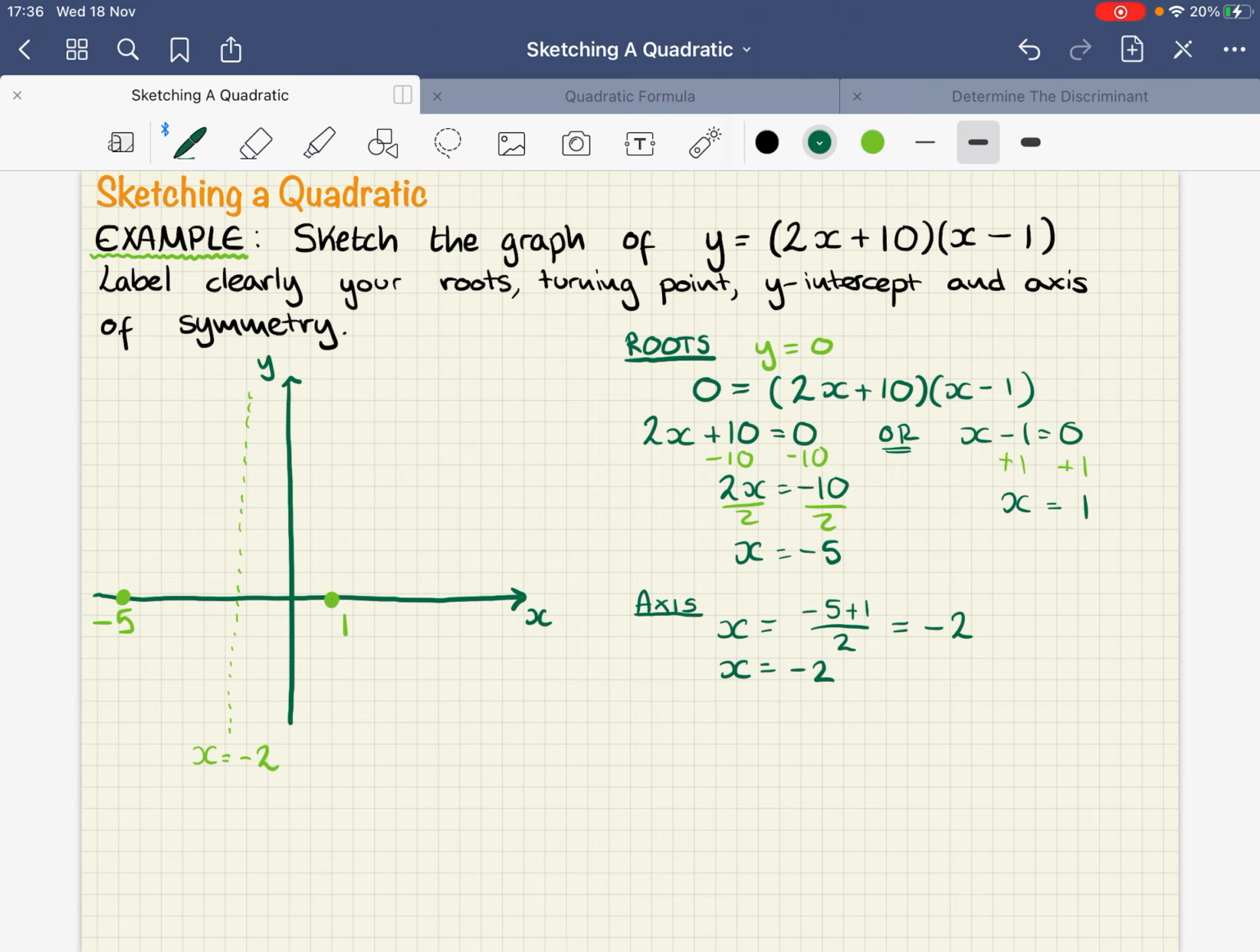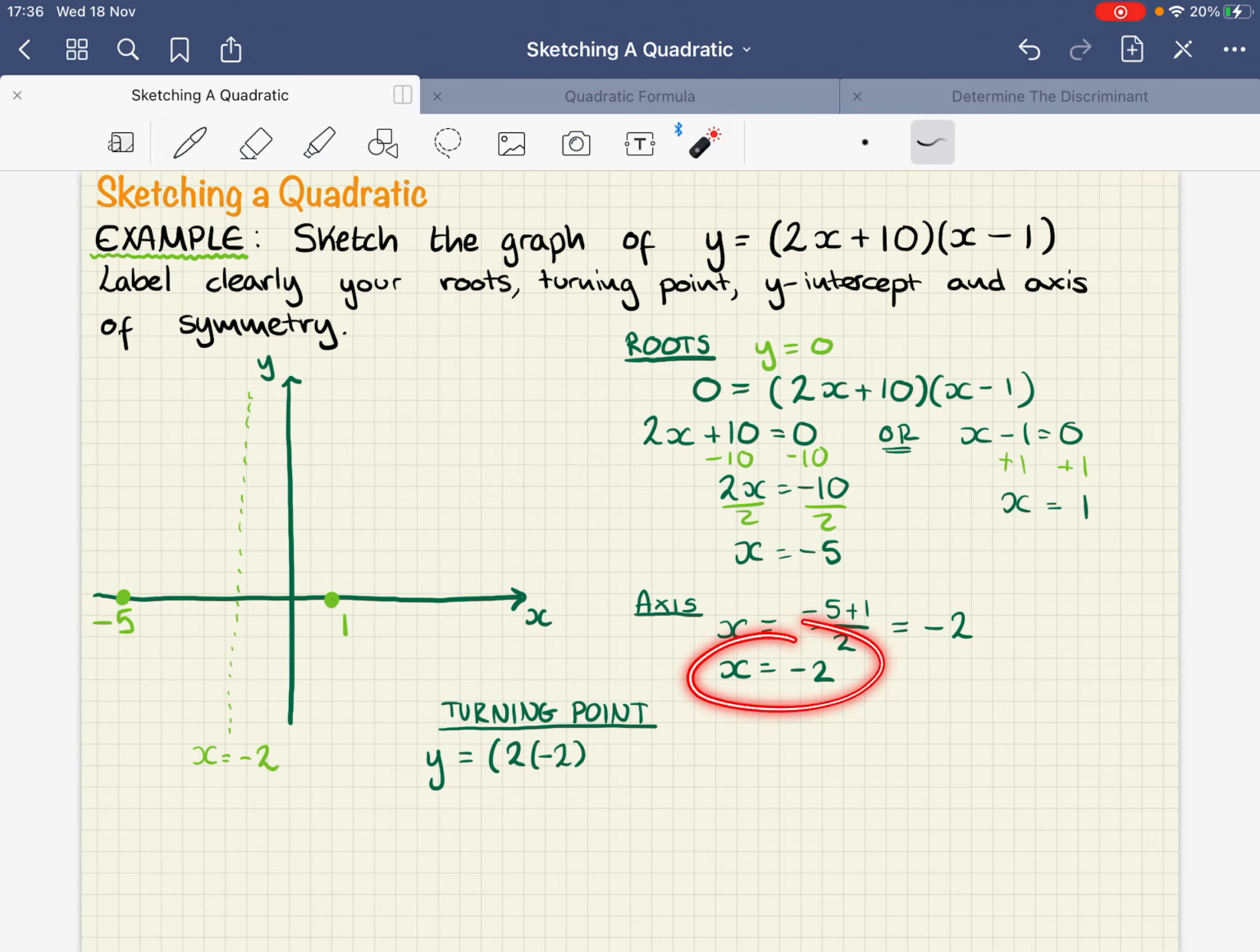Next thing I want to find out is my turning point. So I'm going to use my axis of symmetry x value because it's going to be somewhere on that line. And so into my formula, I've got y equals 2 times negative 2, because x is negative 2 in our axes, plus 10, and then negative 2 minus 1.